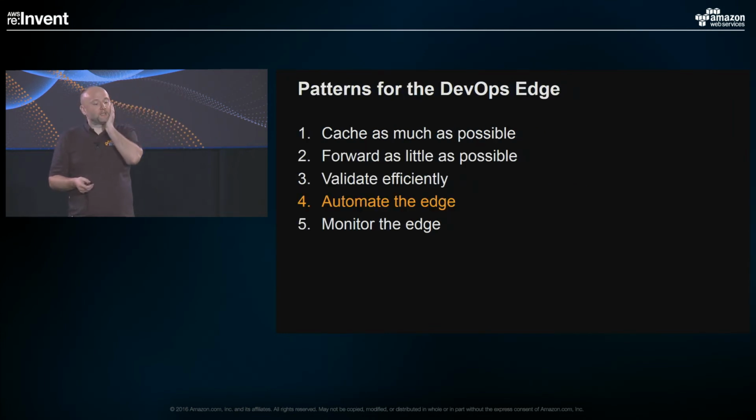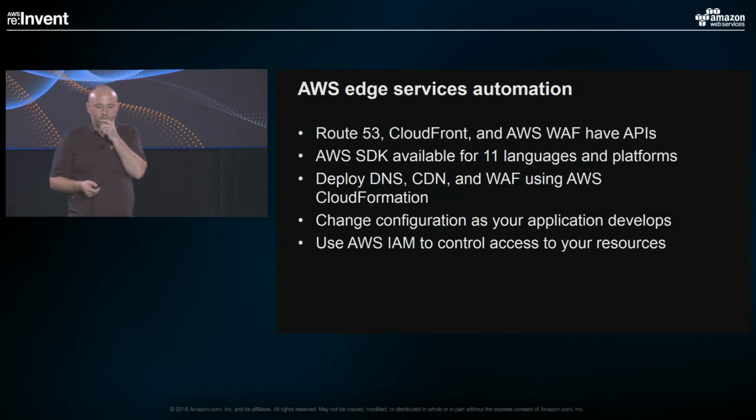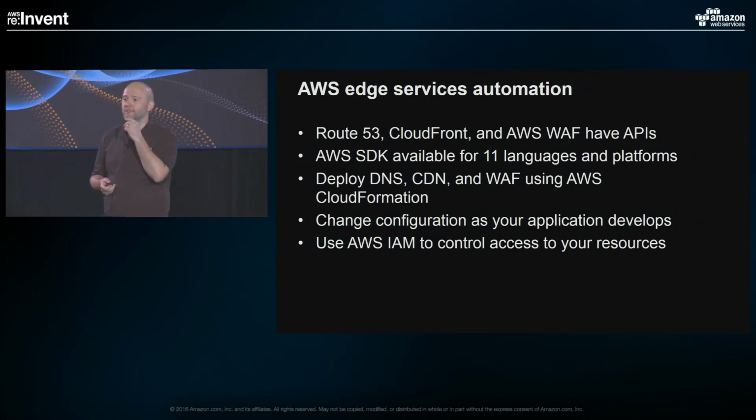So the fourth pattern is to automate the edge. AWS Edge services, they all have APIs. So you can define and make changes to your infrastructure using the edge services, using APIs. We have SDKs that support those services as well. You can use the CLI as well to make changes and script those changes. You can also deploy changes using AWS CloudFormation.